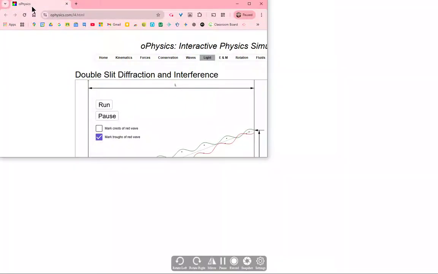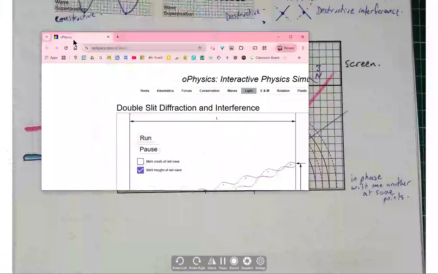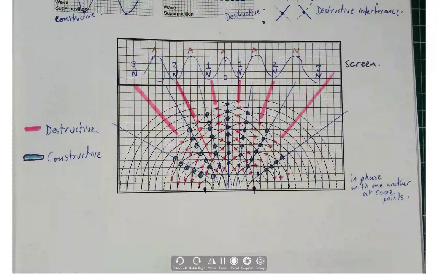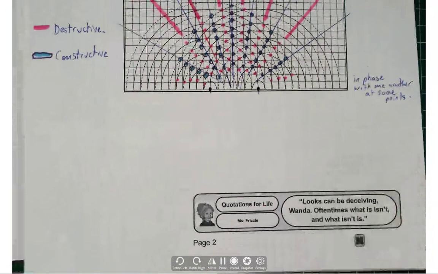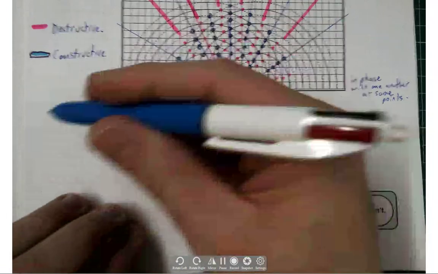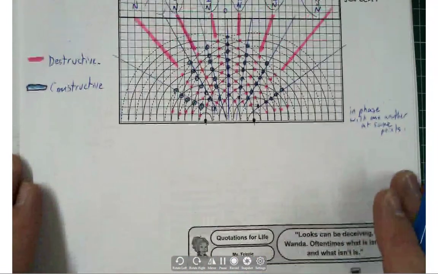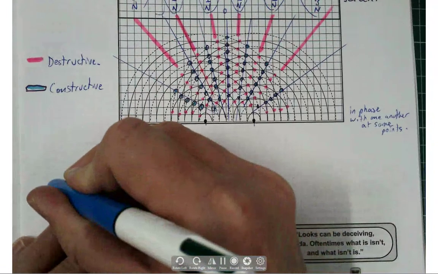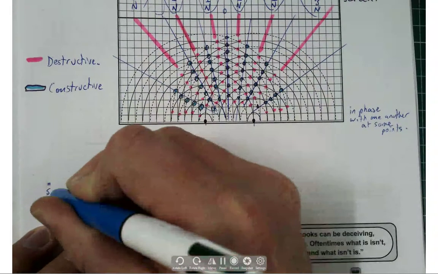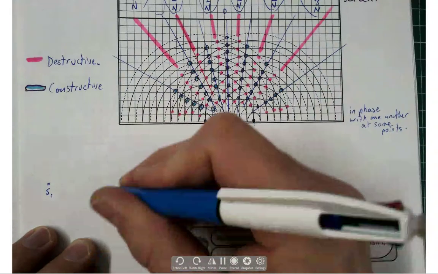This O-physics simulation, and I want to take it away and come back to the paper. If we come back to the paper, but with the idea from that simulation, then I'm going to keep the same orientation as our page right now. I'm not going to try and go sideways like the simulator. But if we have two sources, we're going to call this source 1 and source 2.